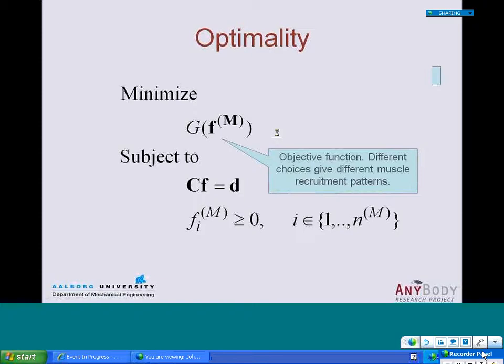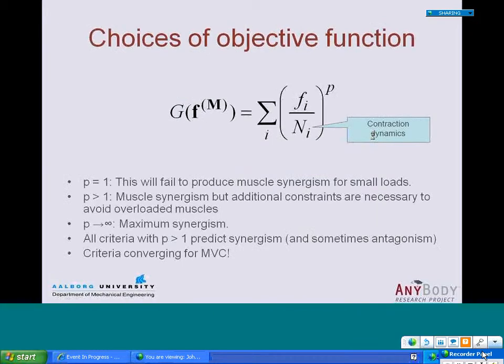So we have to come up with some objective function T, which is expressing the intention of the body as it is doing the motion. And obviously different choices of T will give us different muscle recruitment patterns. But one of the points that I will get to in a moment is that those muscle recruitment patterns are actually not that different. Okay, so let's look at possible choices for the objective function.